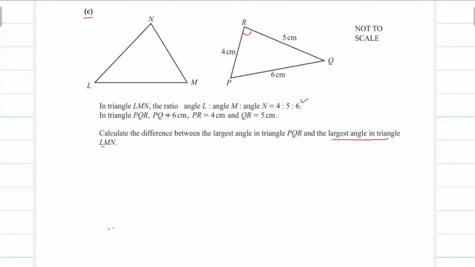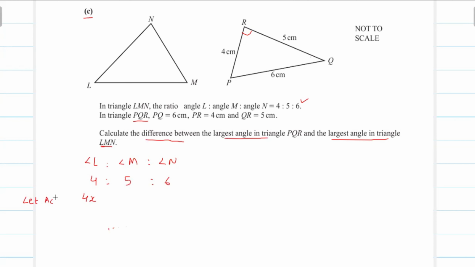Part C, in triangle LMN, the ratio angle L, ratio angle M, ratio angle N equal to 4 ratio 5 ratio X. In triangle PQR, PQ 6 centimeter, PR 4 centimeter, QR 5 centimeter. Calculate the difference between largest angle PQR and the largest angle in triangle LMN. Firstly, we calculate the angle L, M, and N. You see here the ratio of the angle L, M, N are 4 ratio 5 ratio 6.